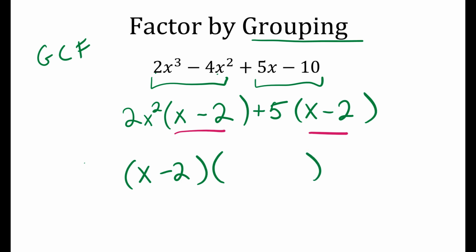I write a second set of parentheses, and I leave my leftovers. 2x squared plus 5. I'm just getting those from what was in front of those sets of parentheses. Sometimes you'll have to factor further, but it doesn't look like there's anything I can do in either of these sets of parentheses.